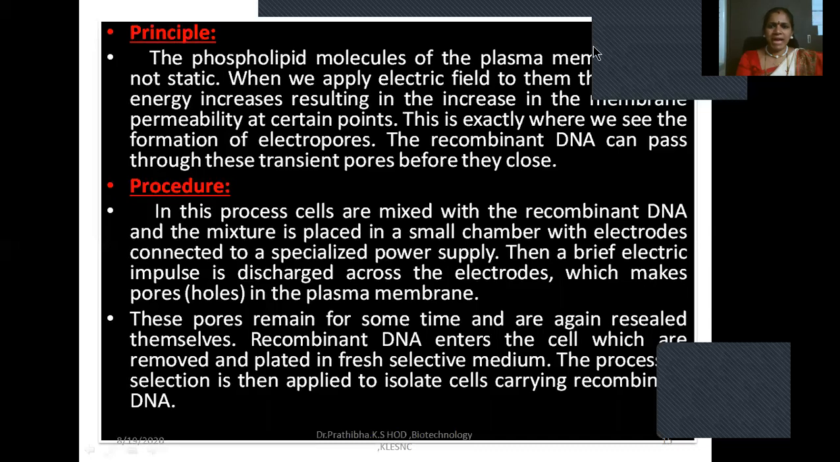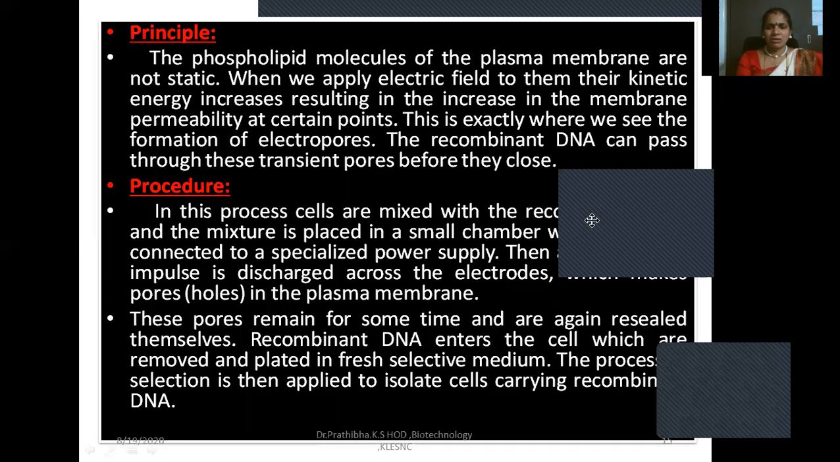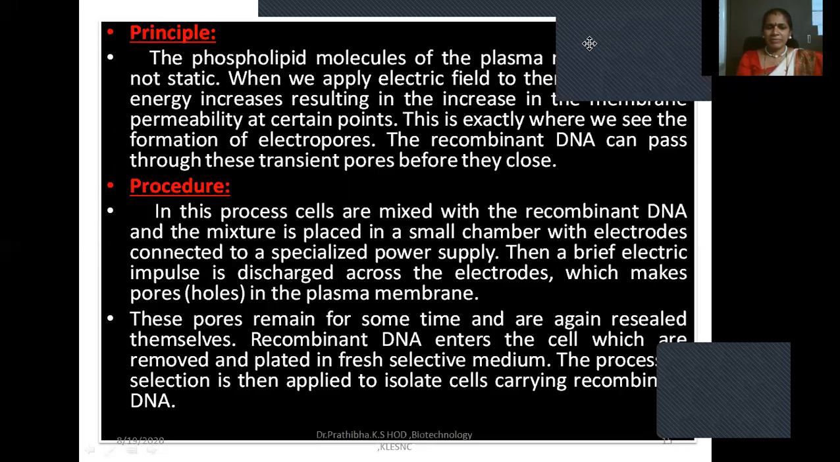Let us go to the principle behind the electroporation. The phospholipid molecules of the plasma membrane are not static. When we apply electric field to them, what happens? Kinetic energy increases, resulting in the increase in the membrane permeability at certain points. This is exactly where we see the formation of electropores, transient pores which happen on application of the electric field with the appropriate voltage. The recombinant DNA can pass through these transient pores before they close. Now let us go through the procedure.